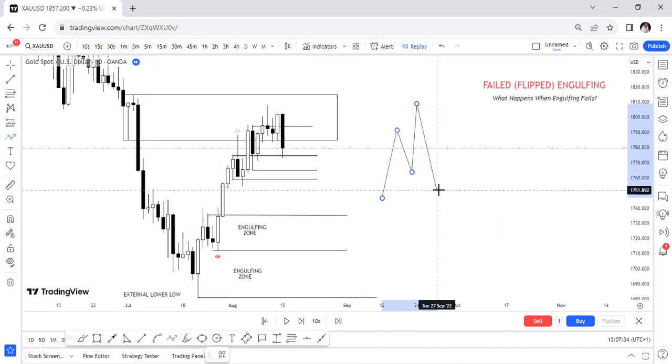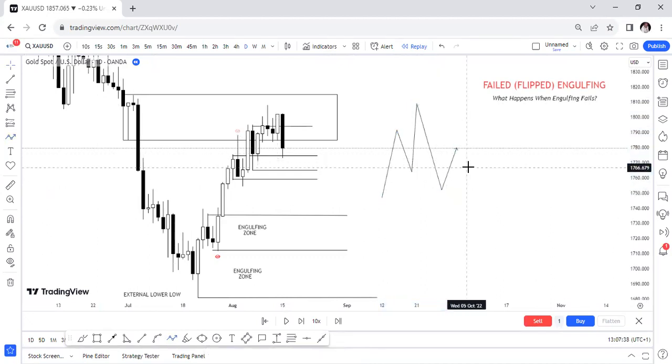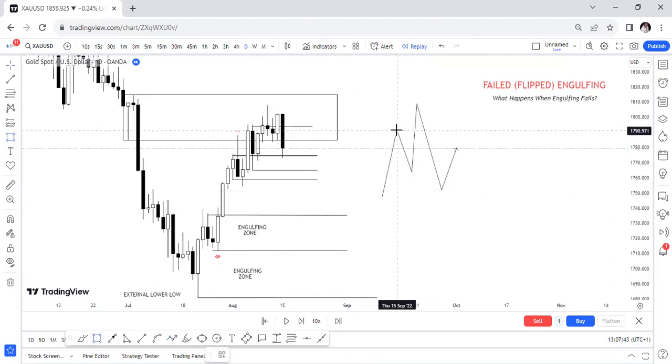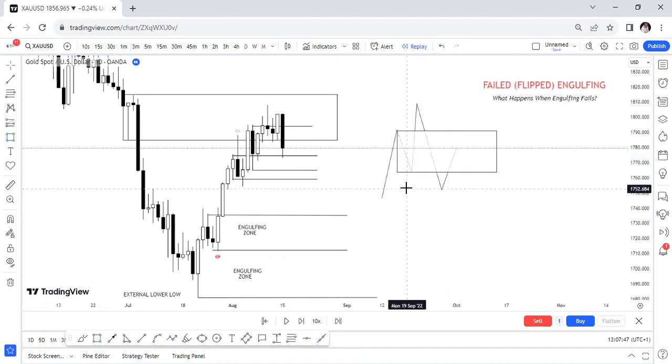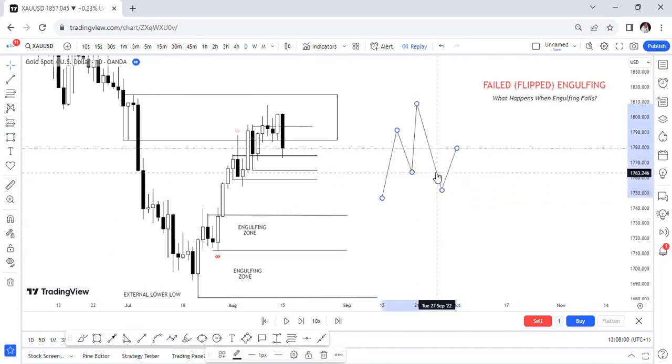Then price came down to take it out like this and went straight into the distance. So your aim is to do what? Is to sell. When you see this change of structure here, the change of structure is to sell because this support has been broken below. The engulfing zone has been taken out, and the confirmation of the close below it has been taken out. So get that behind your mind.